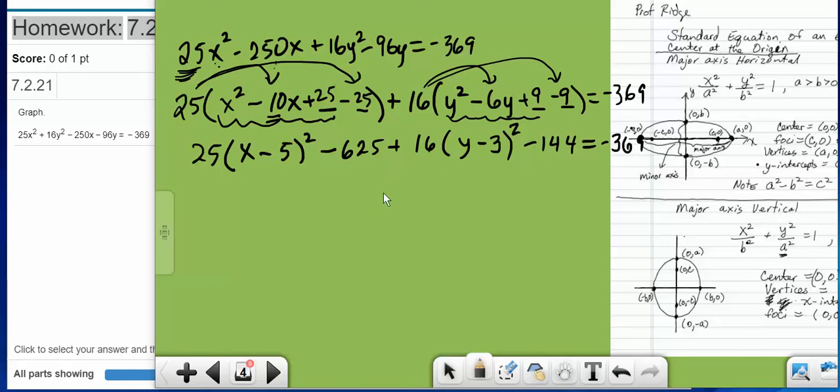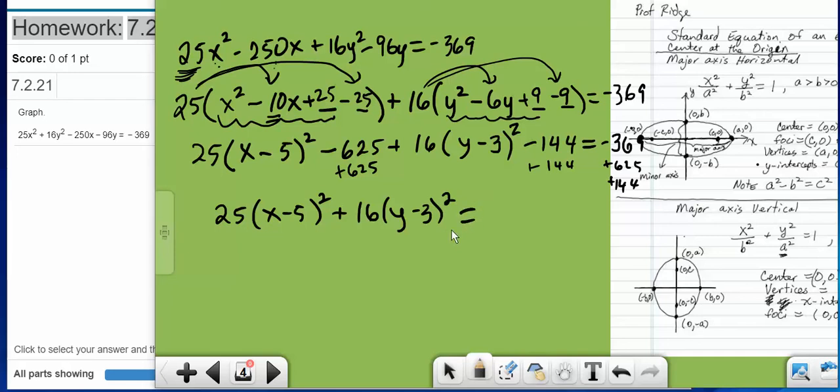Now we want to get the constants all on the right side, so I'm going to add 625 to both sides. I'm going to add 144 to both sides. So we get 25(x minus 5) squared plus 16(y minus 3) squared equals, let's see, negative 369 plus 625 plus 144 equals 400.